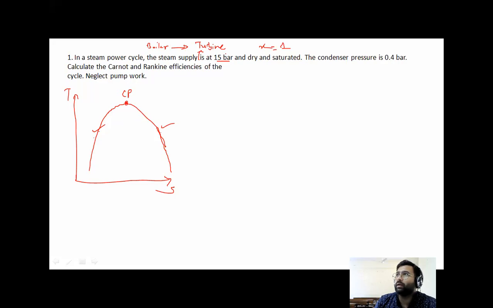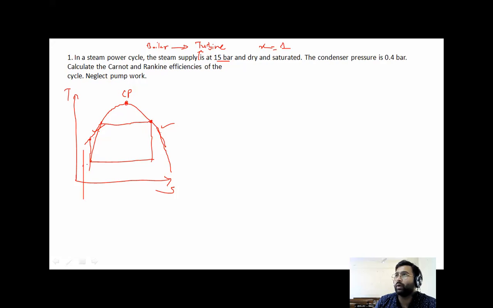Now they have given the condition of steam at turbine inlet is dry saturated. So somewhere on this dry saturation or vapor curve, the point will lie. From this, there will be expansion in the turbine, isentropic expansion, entropy will be constant. Then there will be condensation in the condenser, then the pump, then the boiler. In the boiler, the heat addition will take place. So this way your power cycle will look.